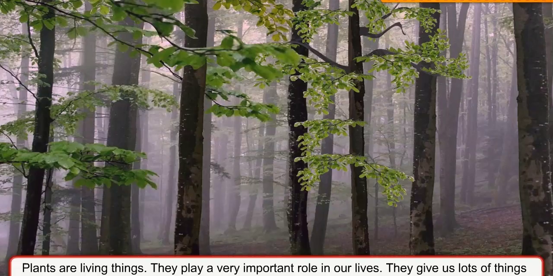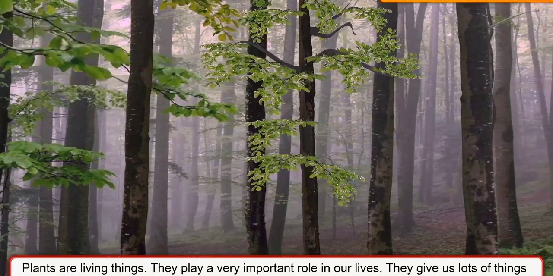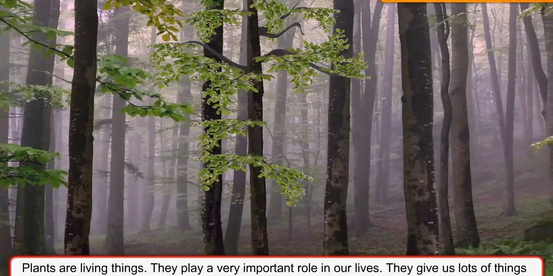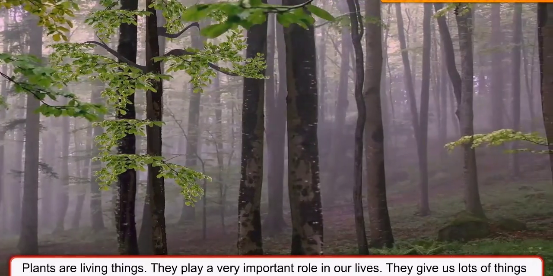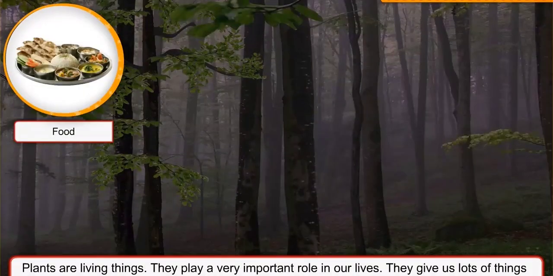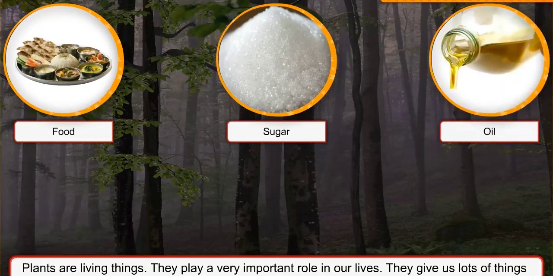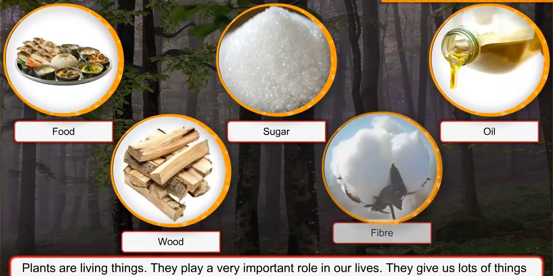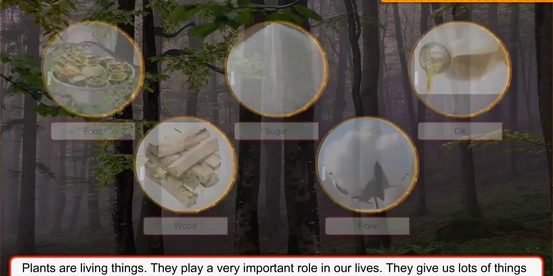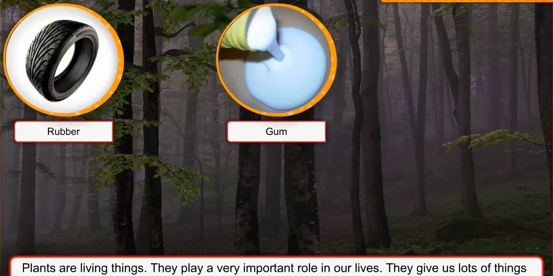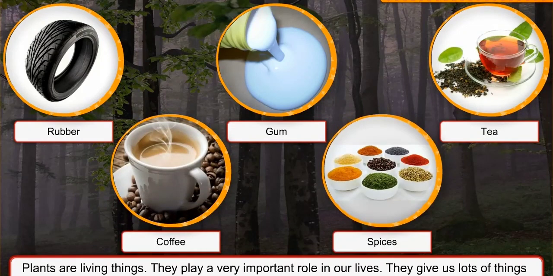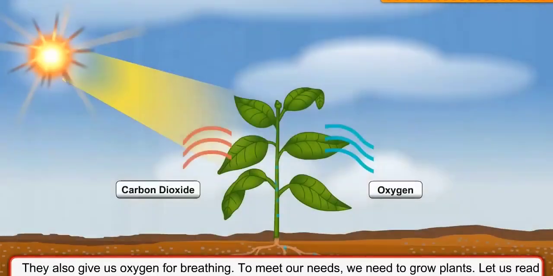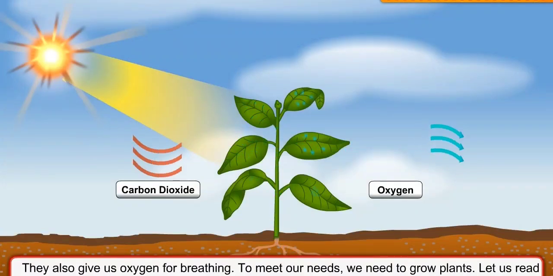Growing plants from seeds. Plants are living things. They play a very important role in our lives. They give us lots of things like food, sugar, oil, wood, fibers, rubber, gum, tea, coffee, and spices. They also give us oxygen for breathing.